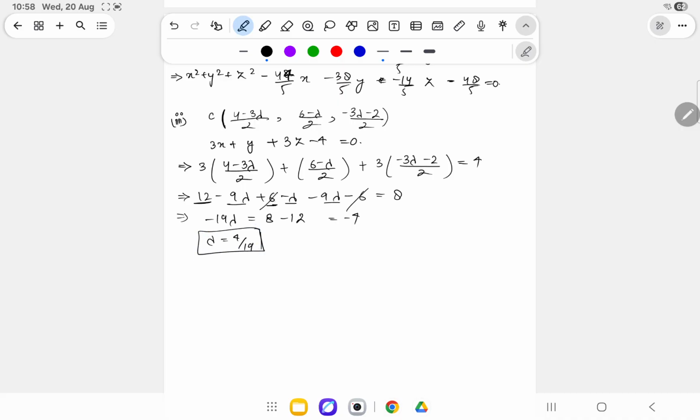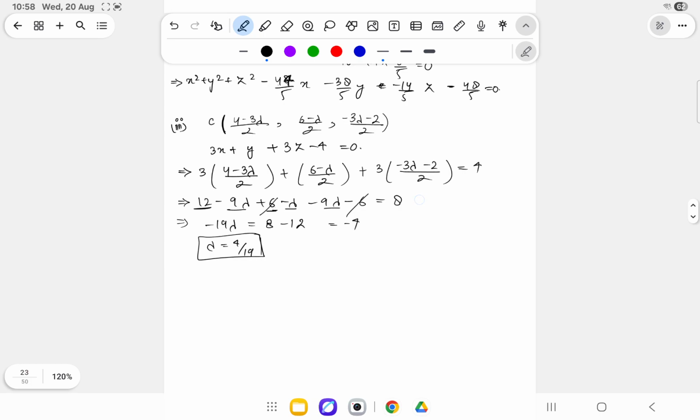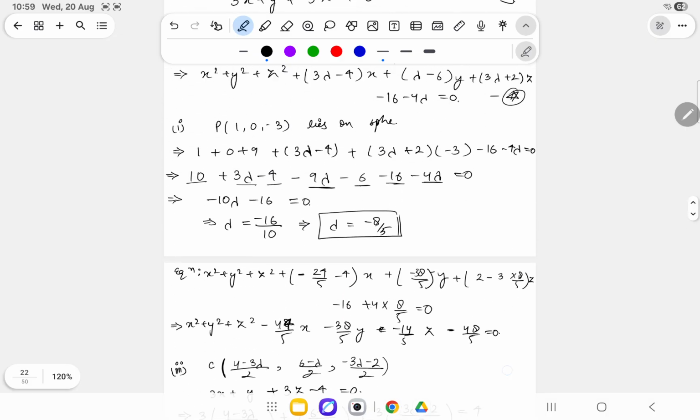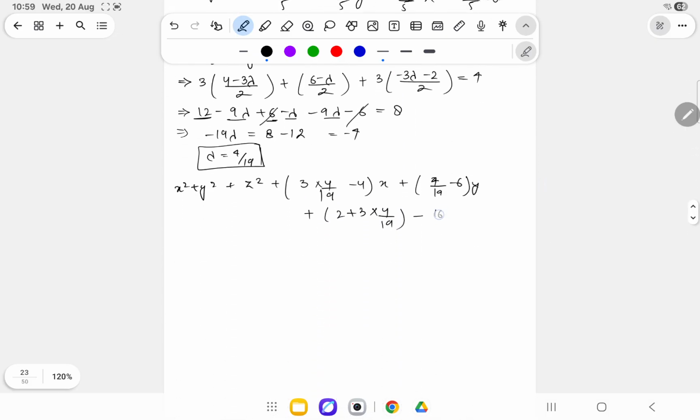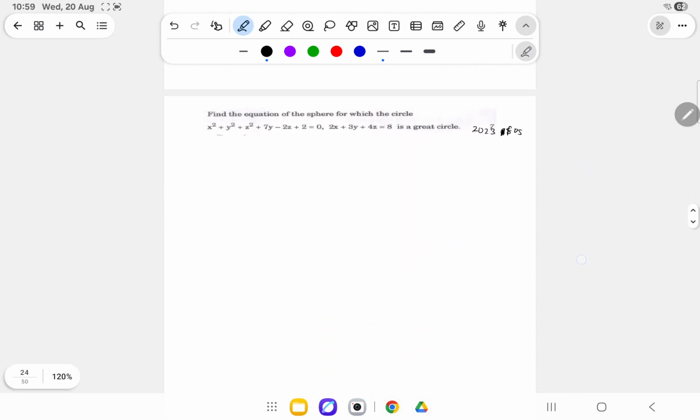So if I just substitute this value of lambda in the given equation of sphere, I'll get my required sphere. So my equation of sphere is x square plus y square plus z square plus 3 into 4 by 19 minus 4x plus 4 by 19 minus 6y plus 2 plus 3 into 4 by 19 minus 16, minus 4 lambda, minus 16 minus 4 into 4 by 19 equals to 0. So this will be my required equation of sphere in that case. So let's move on to the next question.